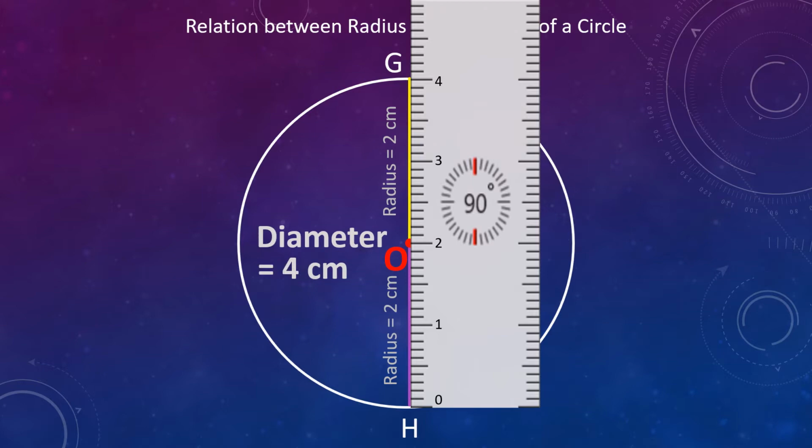So what do you observe? We observe that the length of a diameter of a circle is 2 times the length of its radius. That means diameter is equal to 2 multiplied by radius. And radius is half of the diameter. That means radius is equal to diameter upon 2.